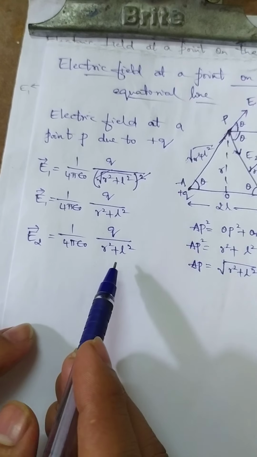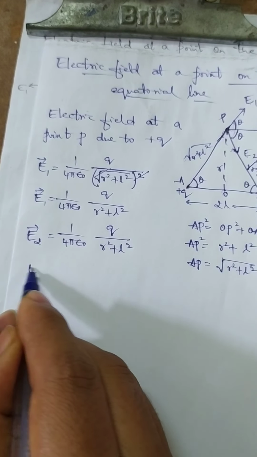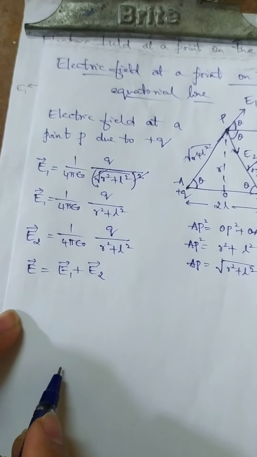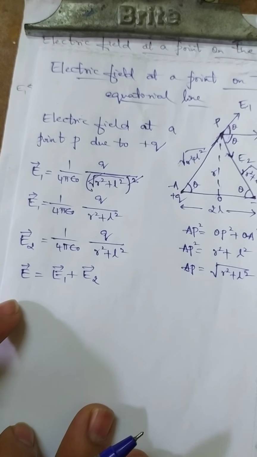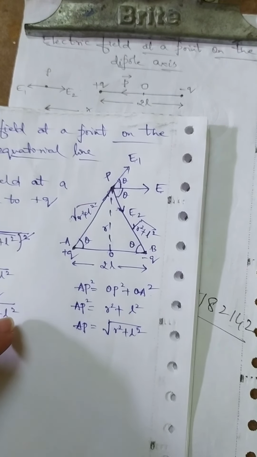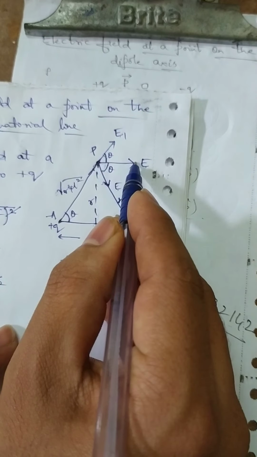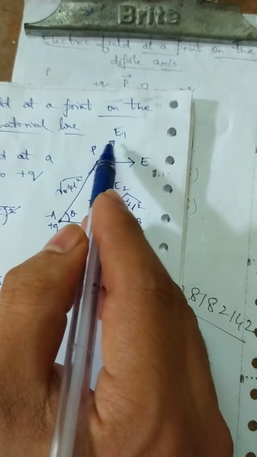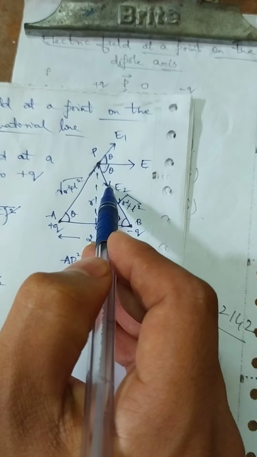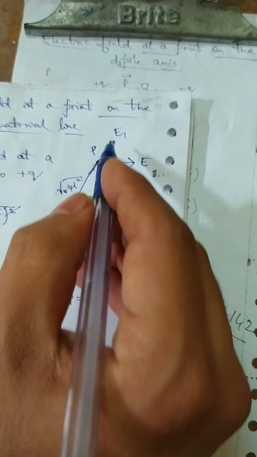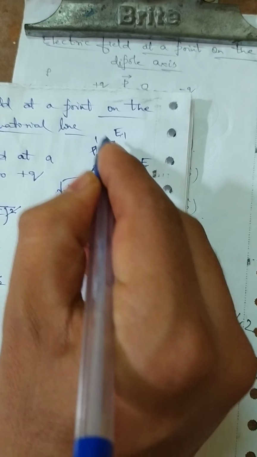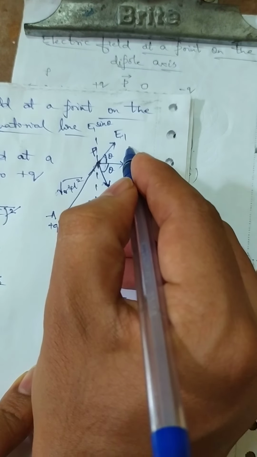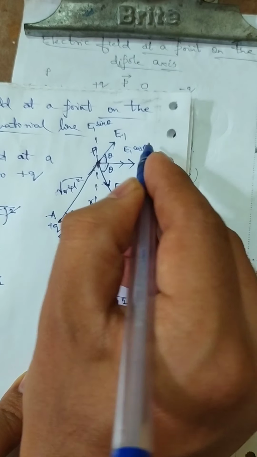Now, in order to find the resultant electric intensity, vector E is equal to vector E1 plus vector E2, and E1 is equal to E2. Before that, according to the figure, this is the resultant electric intensity. To find it, we resolve E1 and E2 into two components. If I resolve E1 into two components, this will be E1 sine theta, and along this direction it will be E1 cos theta.